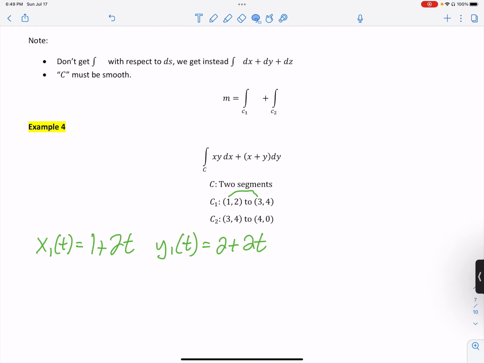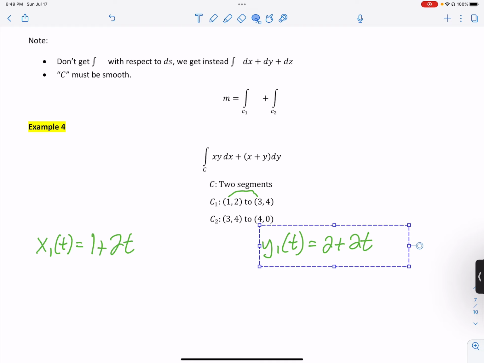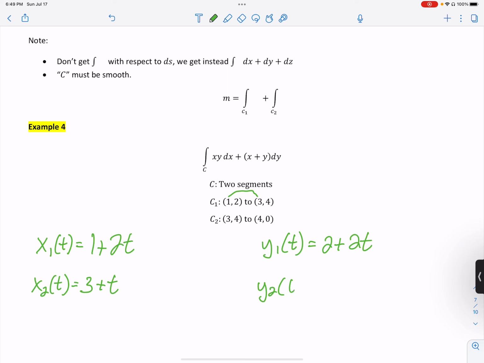All right, I'm going to move this over because we're going to do something with it here in a moment. I'll show you how to deal with some of the stuff on here. I also have x2 of t. That's the other segment. That's going to be 3 plus t. And then y2 is from 4 to 0. So it starts at 4 and then it goes down 4. So minus 4t. All right, this is what makes these problems a little quicker when they're set up like this.